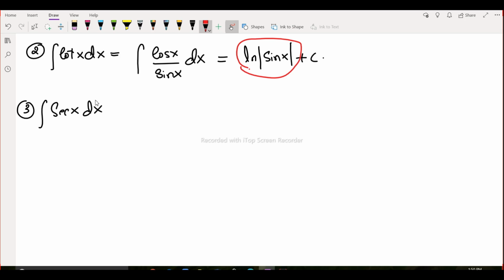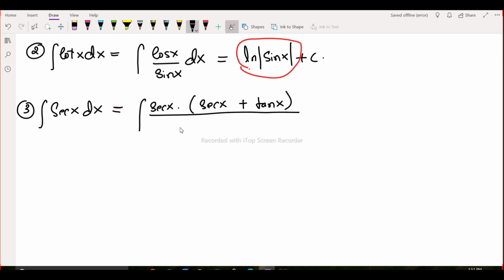Let's try the third one, integration of sec x. Now for sec x, there are two formulas, so I'll use both of them. The first one, which is normally used in boards: sec x I can write as 1 upon cos, but that will not serve a purpose. So I'll write this as sec x, and now I'll manipulate again. I'll multiply and divide by sec x plus tan x dx.